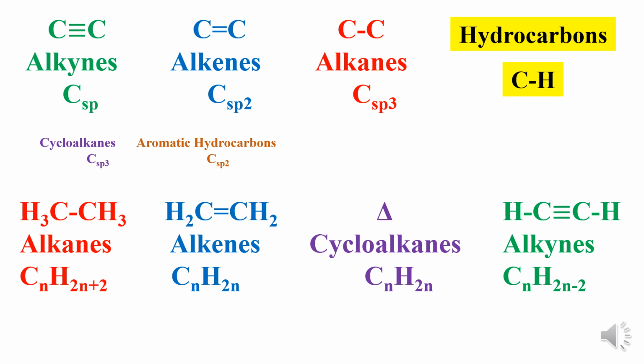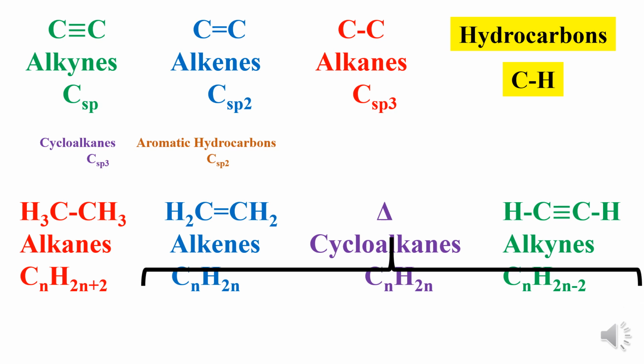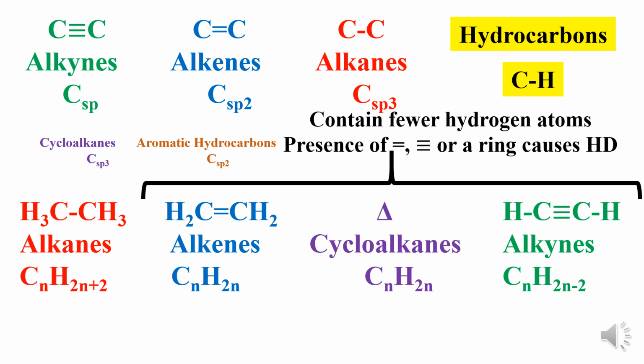Now, when you compare and contrast the structure of ethyne, which is an alkyne, to that of ethane, which is an alkane, you will find that ethyne contains 4 hydrogen atoms less than the corresponding alkane, ethane. So what did you learn from comparing the molecular formulas of alkanes, alkenes, cycloalkanes and alkynes? We learned that alkenes, cycloalkanes and alkynes contain fewer hydrogen atoms than alkanes.